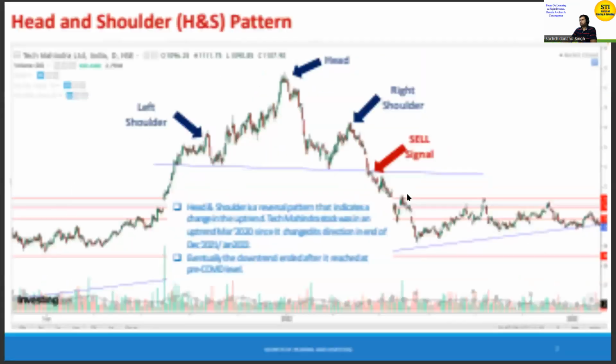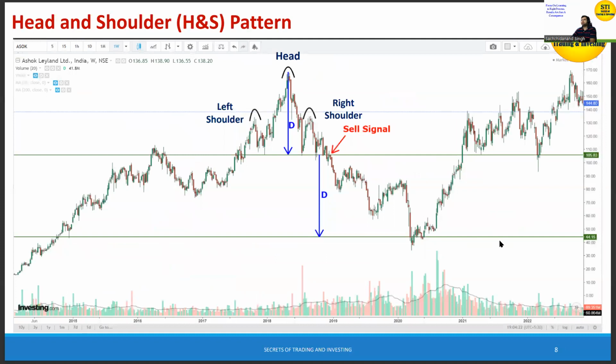Maybe another clear example I can share is Ashok Leyland, where it is maybe more clearer. In this particular situation, somewhere in 2019, it made an all-time high. And this is again a clear head and shoulder, with a left shoulder, a right shoulder, and the head.